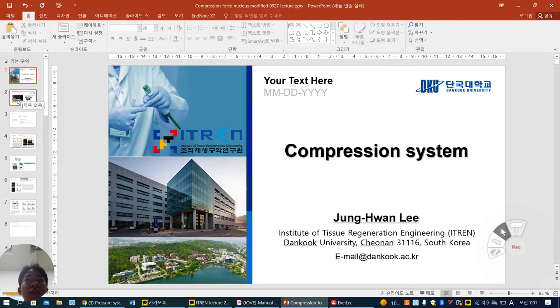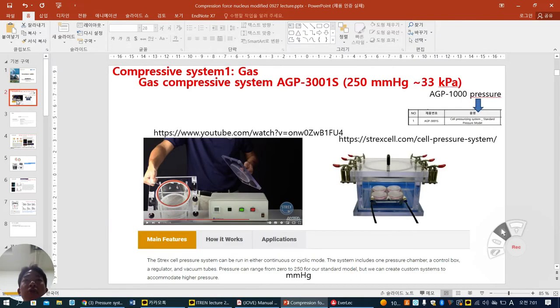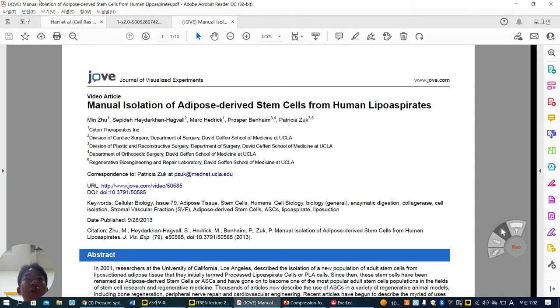So let's start. First, I want to introduce this system, which is already established in ITREN. The gas compression system, AGP-3001 and S, can induce up to 250 mmHg, which means around 33 kilopascal. So let's see our video. How does it work?